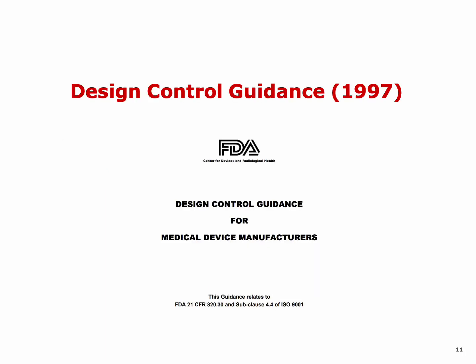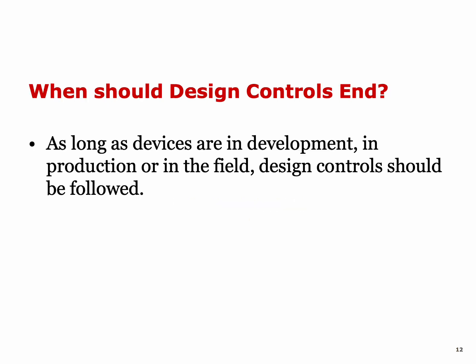We have a document, again written by FDA, which is the Design Control Guidance as of 1997. I also invite you to look into the document as well. The guidance, as it's written at the bottom of the slide, relates to FDA 21 CFR Part 820.30 and Subclause 4.4 of ISO 9001, which is the Quality Management System.